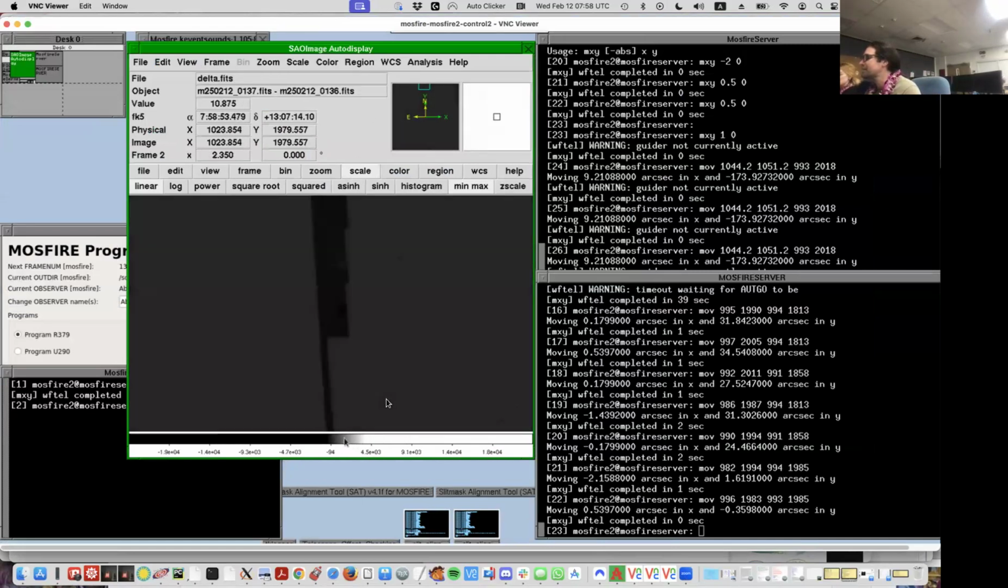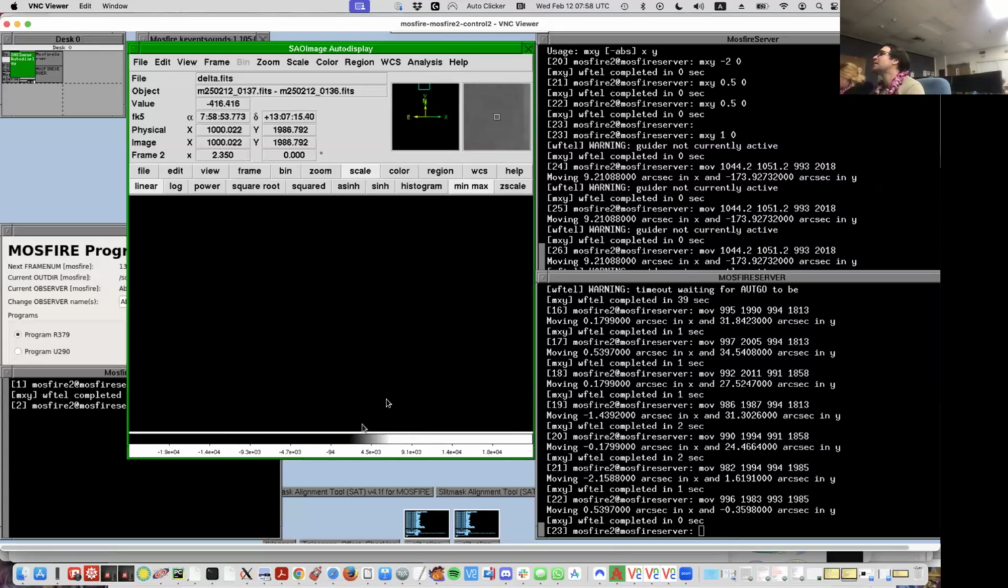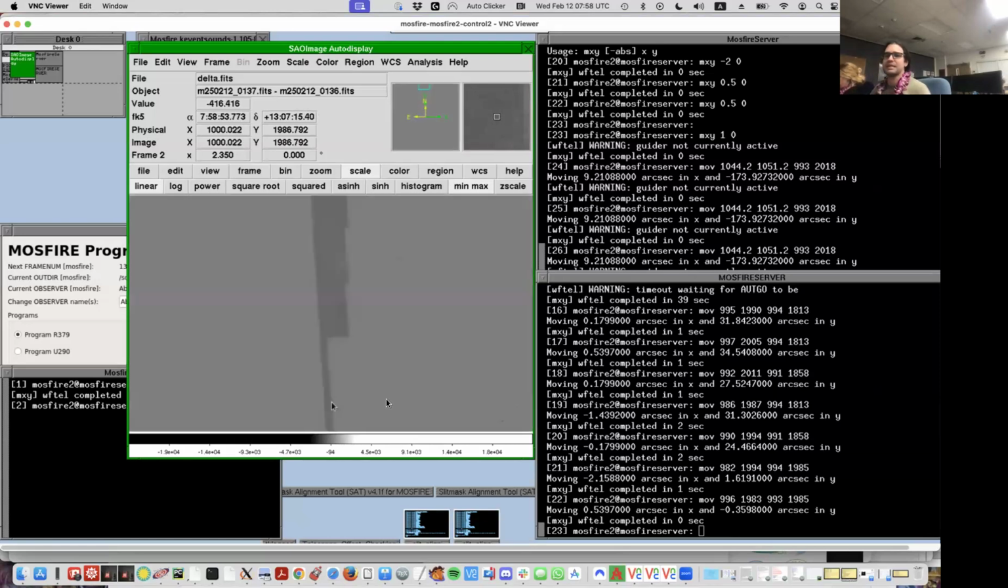Oh, I think I see it again. All right, so it looks like we got a good subtraction. Now it is moving up a little dangerously close to this chip edge. But let's say even if it does, I think we can stop the sequence and move on to J, because I think we have enough images of this in Y. So I think we probably are fine.